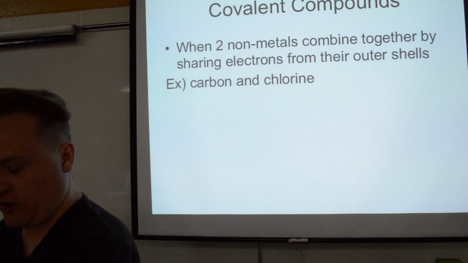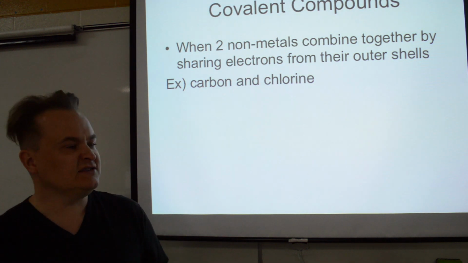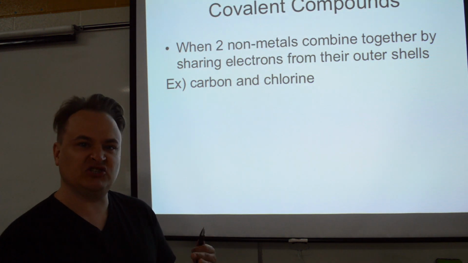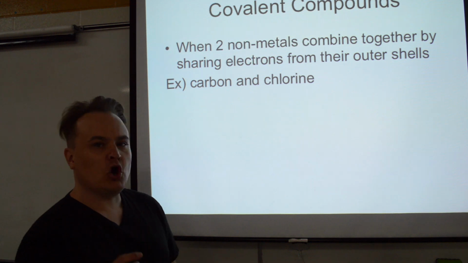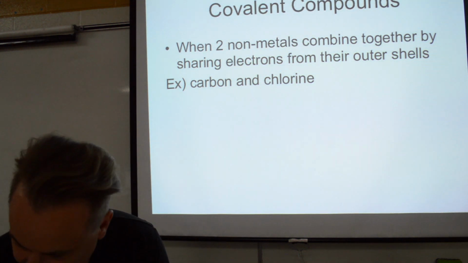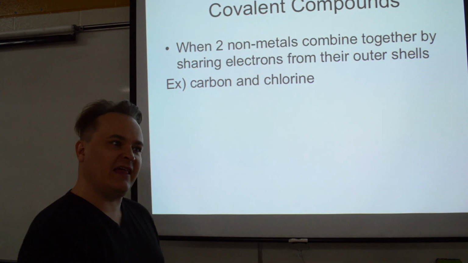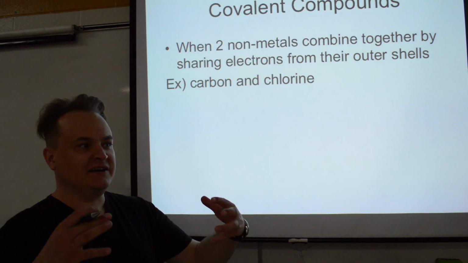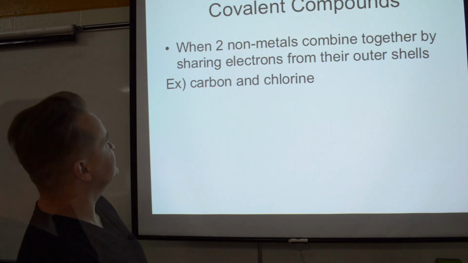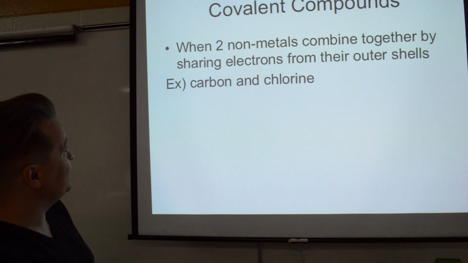Now, covalent compounds is not where one steals the other, it's where they share. Co means cooperate or share. Valent means valence electrons. Covalent, sharing valence electrons. When 2 nonmetals combine together by sharing electrons from their outer shell, we have what we call a covalent compound.